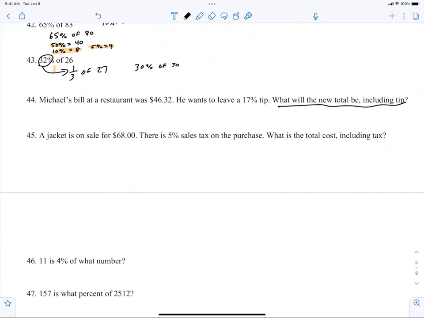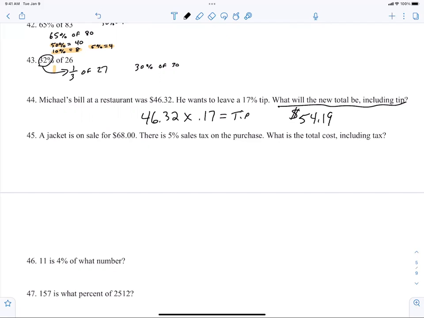So the original bill, which is $46.32. Good. Times 0.17. Times 0.17, and that's going to equal the what? Tip, and then just add it to 46.32, and I got $54.93. But Nord, what's the quickest way?